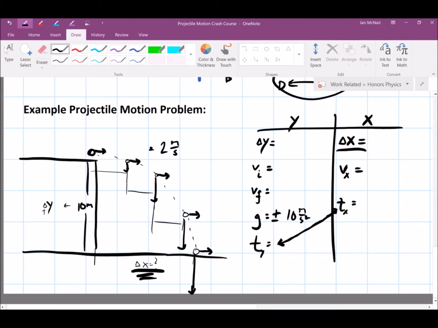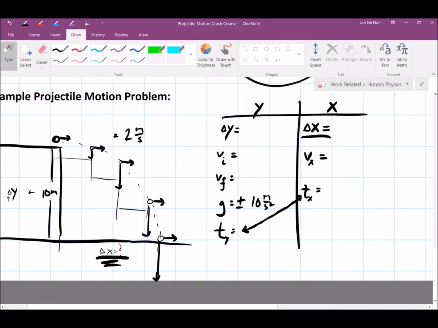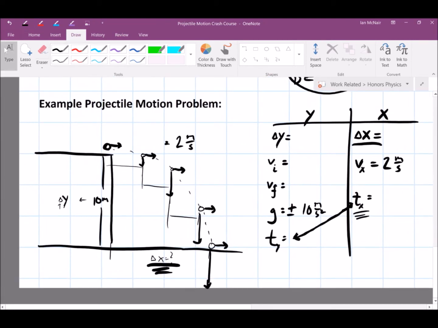That means you're trying to solve for this guy. But luckily, we can already plug some things in. Our Vx is 2 meters per second. We don't know our time, but once we figure that out, then we can figure out our delta x. We're going to look at our y side.